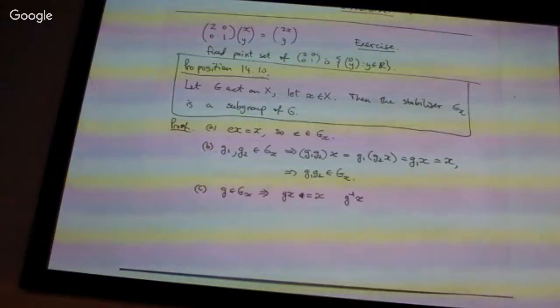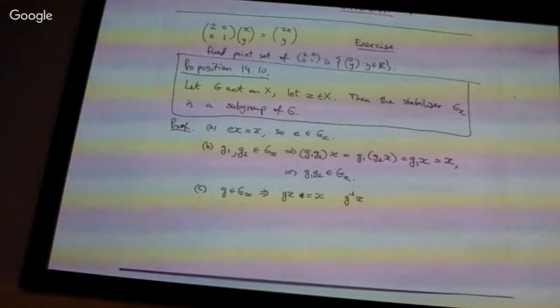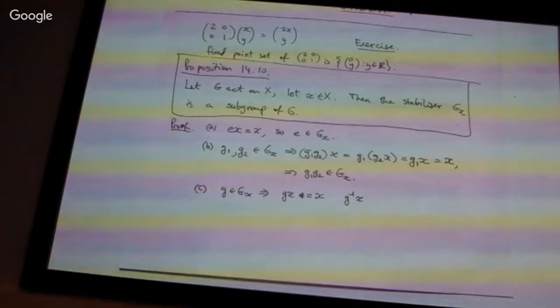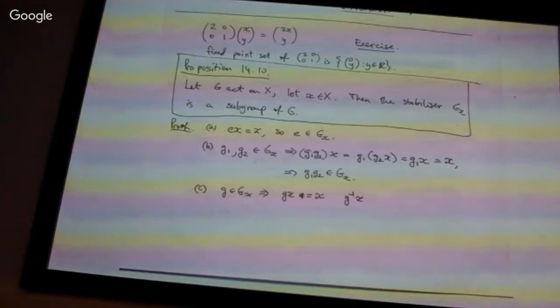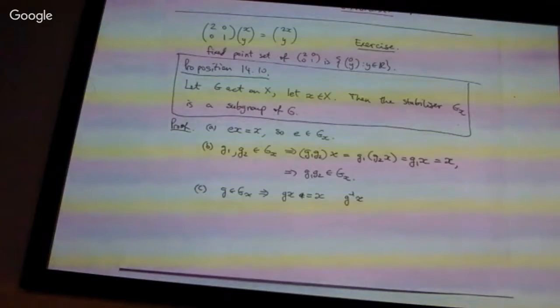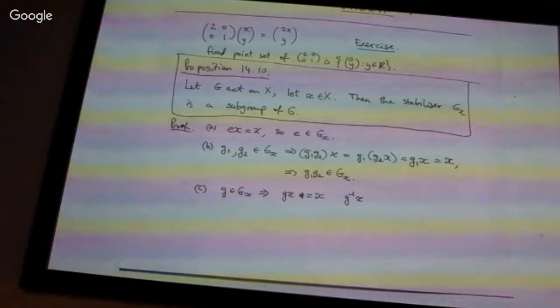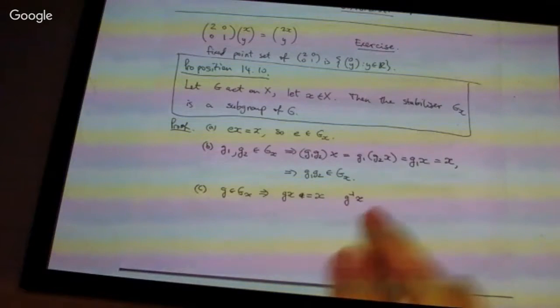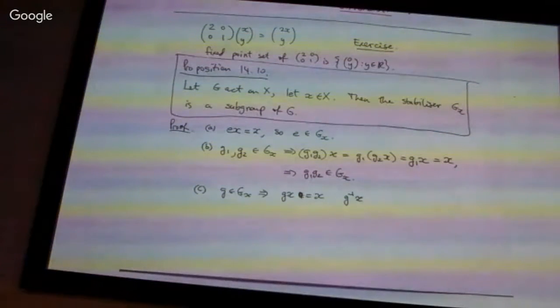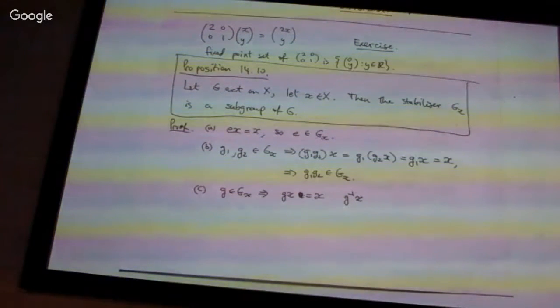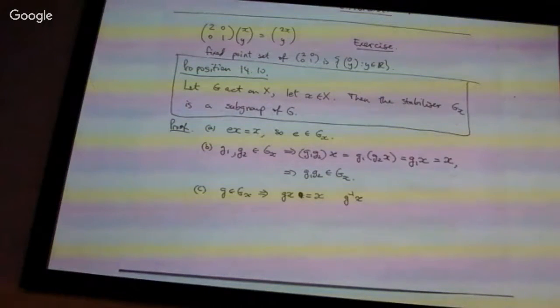It's stating there that Gx is not equal to x. Oh, that's right, sorry, that's an error. Okay, I should put that. No, I'm sorry.